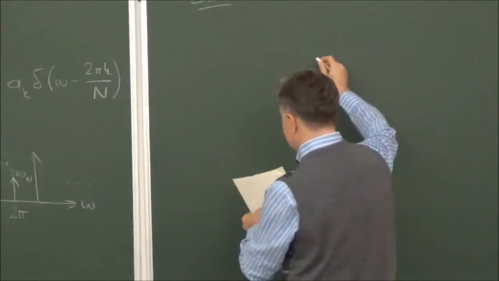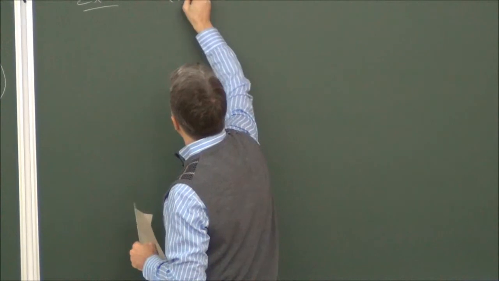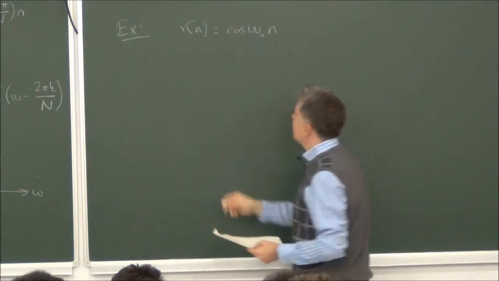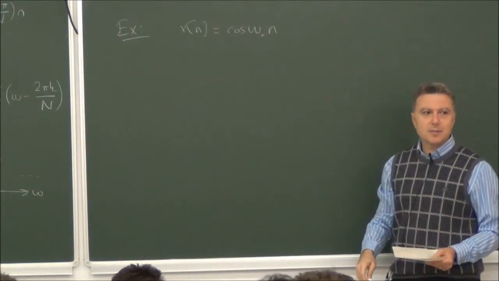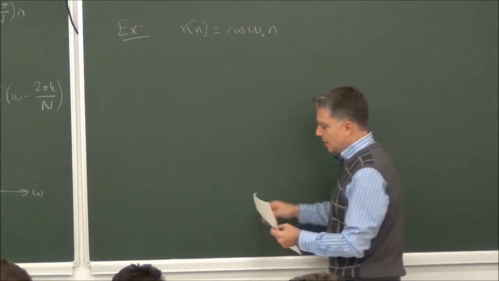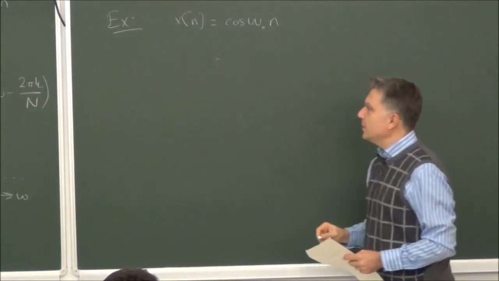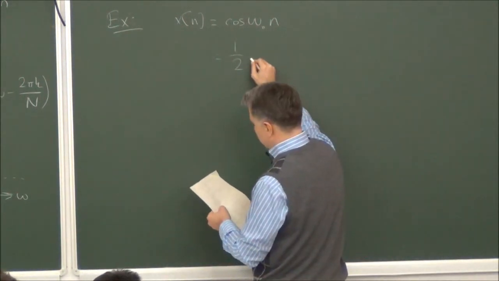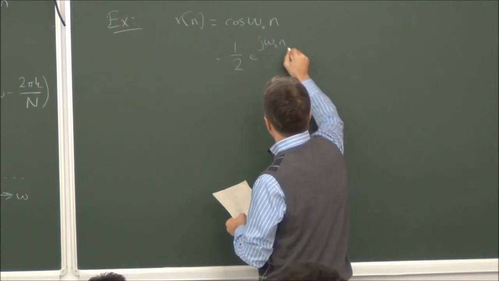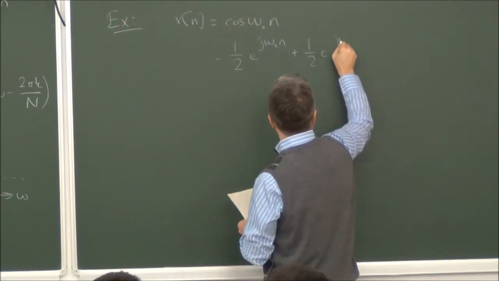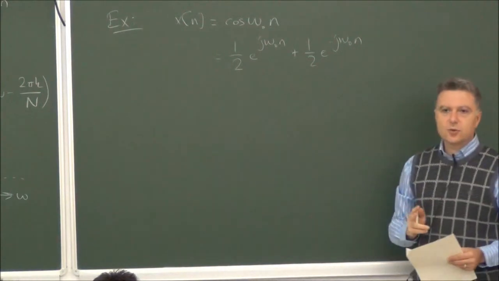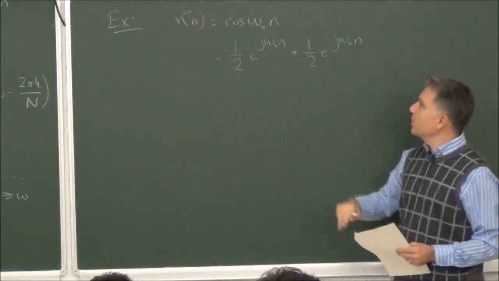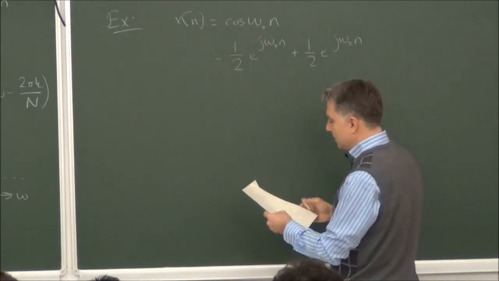The first example is the famous, trivial example, cosine omega 0 n, where omega 0 is 2 pi over capital N, whatever that capital N may be. Here you don't even need to evaluate the Fourier series coefficients since it's a cosine. Using Euler's formula, it is 1 over 2 e to the j omega 0 n plus 1 over 2 e to the minus j omega 0 n. So it has two Fourier series coefficients, one of them is 1 over 2 and the other one is also 1 over 2. They are a1 and a minus 1.